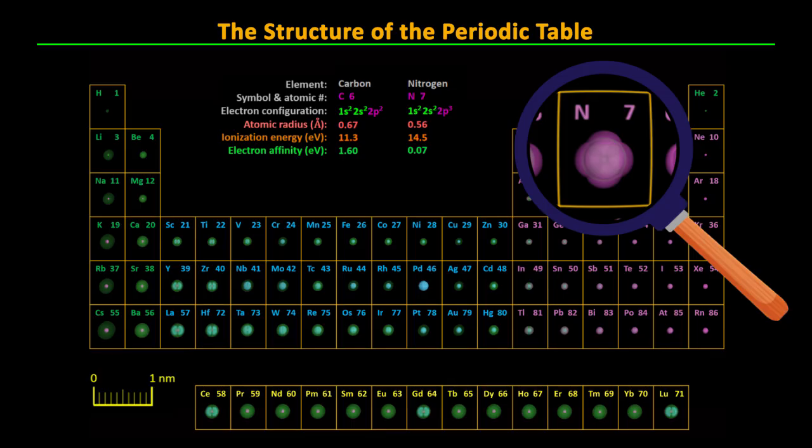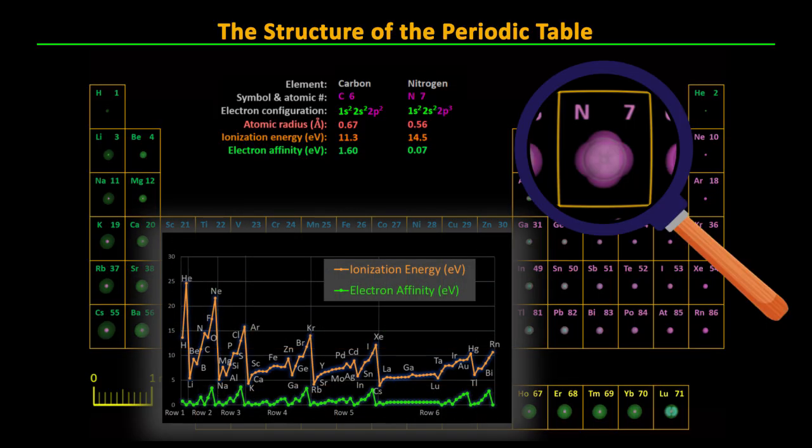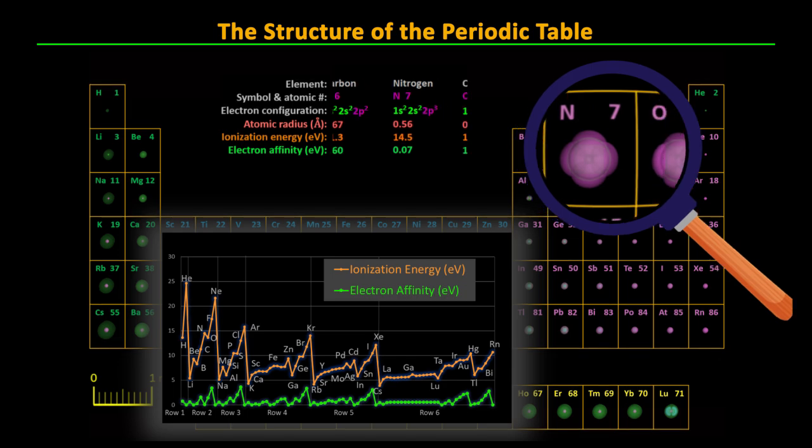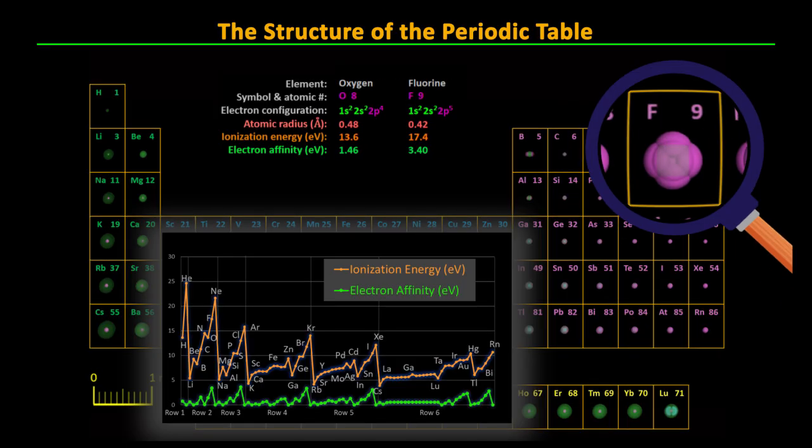Nitrogen has one electron in each of the three p orbitals, and this balance brings additional stability to the electron configuration, so the ionization energy has grown to 14.5 eV, but the electron affinity drops to a pretty low 0.07 eV. When we get to oxygen, the electrons have to start doubling up in the 2p orbitals, so the ionization energy drops to 13.6 eV and the electron affinity starts growing again. Fluorine's ionization energy increases again to 17.4 eV. These electrons are very hard to remove. Fluorine's electron affinity is also very high.